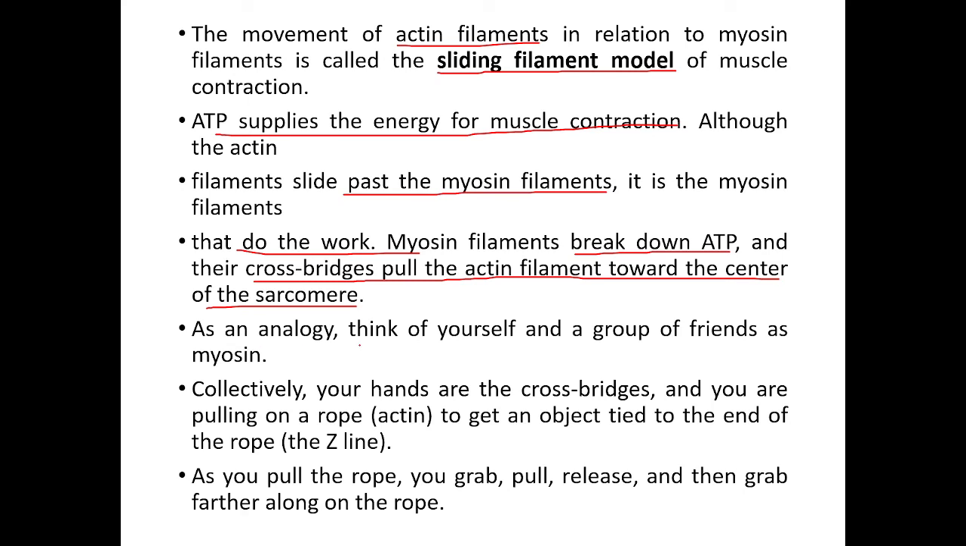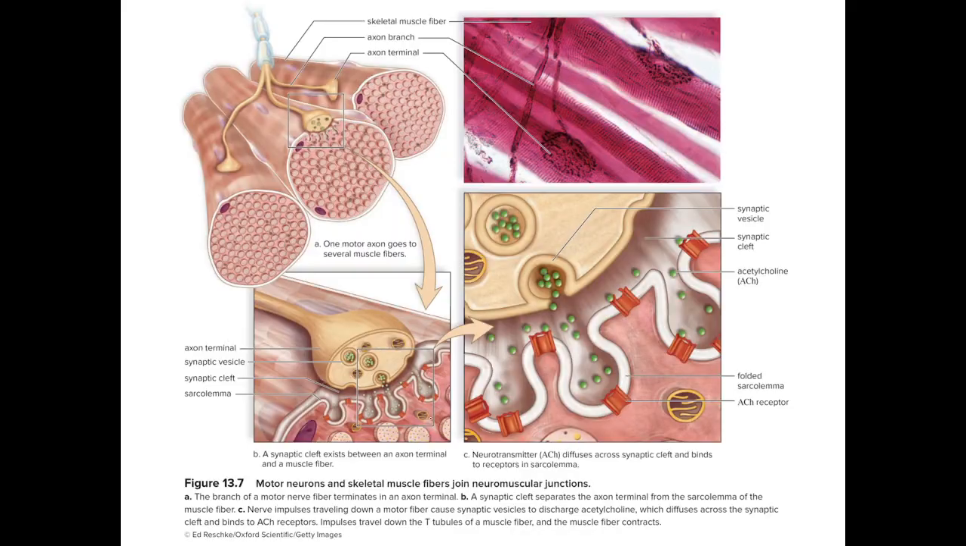Okay, so this is an analogy. Think of yourself, a group of friends, as myosin. If you people are myosin and you are holding a rope, you are actually tied up to that rope and you are pulling that rope on one side. As you pull the rope, you grab, pull, release, then grab farther along the rope, and this is how it is done.